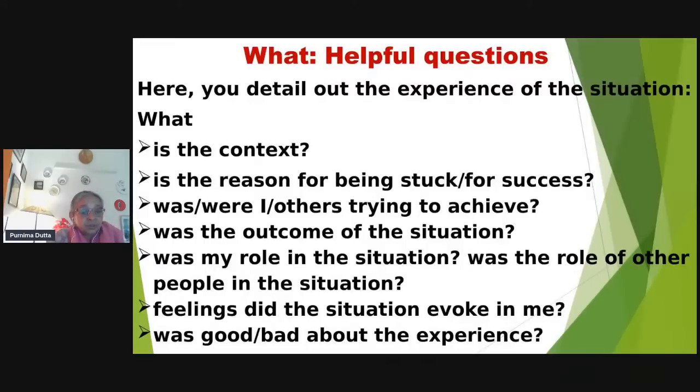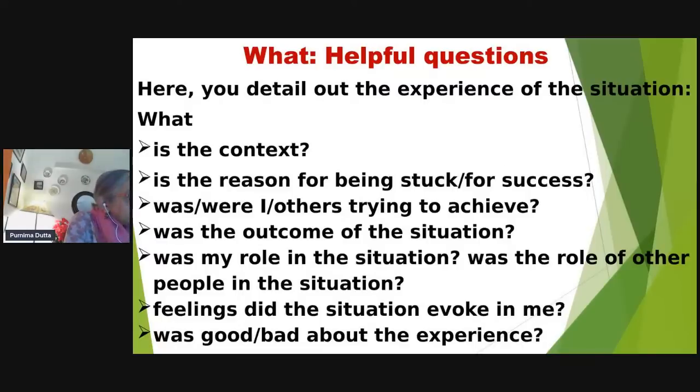What was good or what was bad about the experience. So, if you write down the answers, not all of them necessarily, but if you keep these questions in mind and just write down the what, it is useful. So, I'll read you out at a slow pace so it's not difficult. Otherwise, the number of slides would have gone out of control.